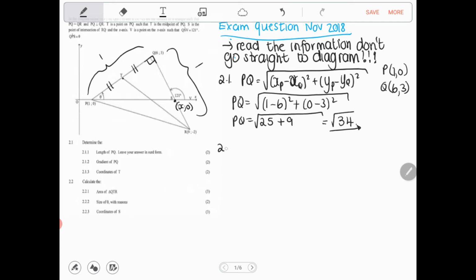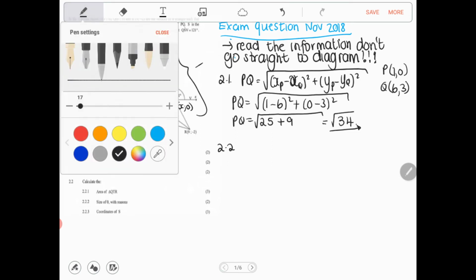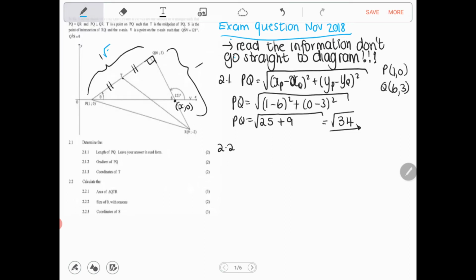Gradient of PQ. Okay, I'm actually going to put that on the diagram. So PQ is root 34. Let's just write it here. And remember they told us that these two were equal, so this side here is also root of 34. Okay, so those two are equal sides.